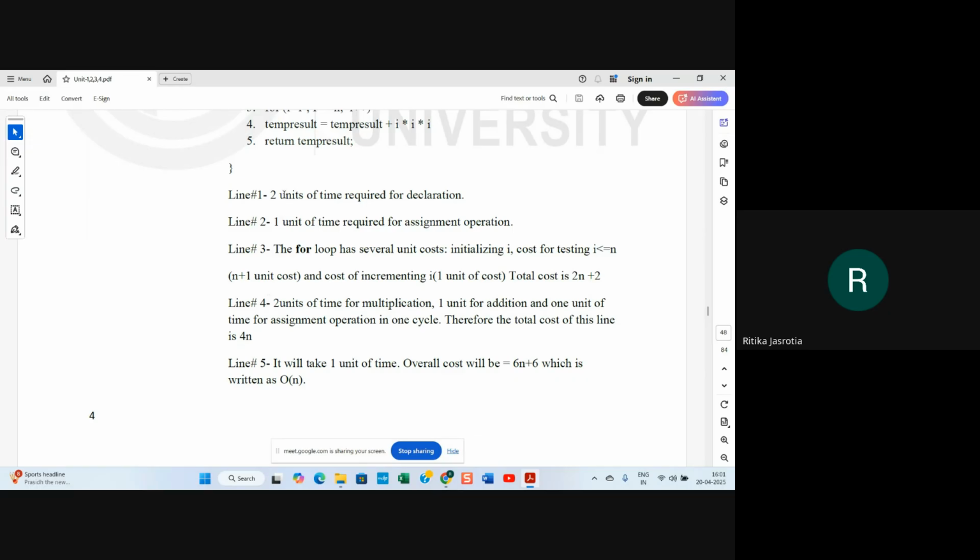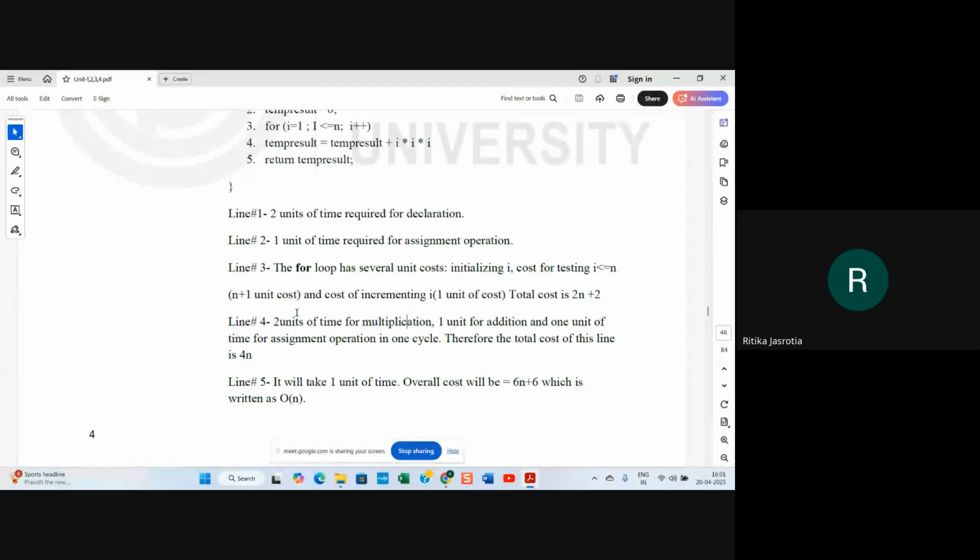So line number 4 is now what you are calculating. So 2 units of time for multiplication, 1 unit for addition, and 1 unit of time for assignment operation in one cycle. So 2 and 1 and 1, 2, 3, 4. So therefore the total cost of this line is 4n. 4 units are required, 2 units for multiplication, 1 unit for addition, and 1 unit for assignment, right? So 4n. And line number 5 will take 1 unit of time.